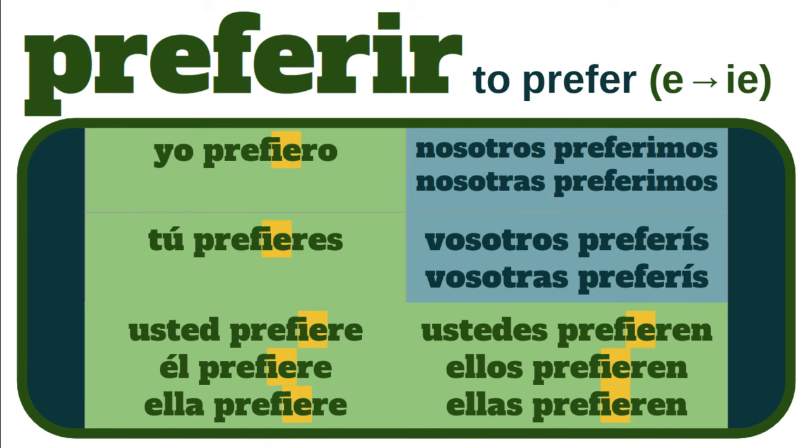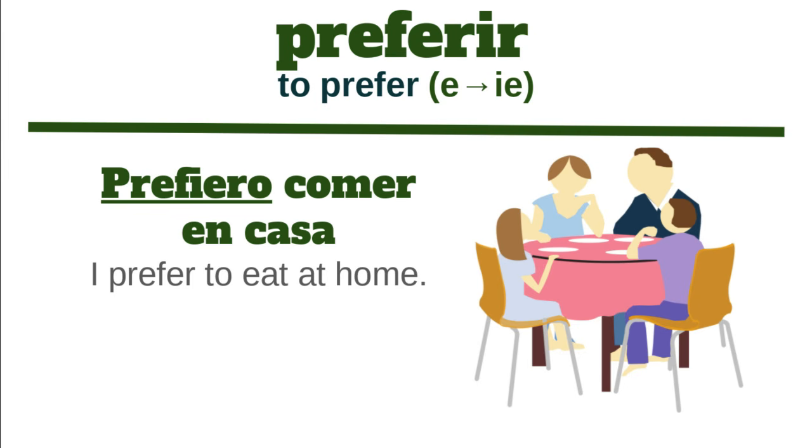Another E to IE stem changing verb is preferir, which means to prefer. And again, the nosotros and vosotros forms don't change. The other four forms do. Yo prefiero, tú prefieres, usted, él, o ella prefiere, nosotros preferimos, vosotros preferís, ustedes, ellos, and ellas prefieren. Prefiero comer en casa. I prefer to eat at home.